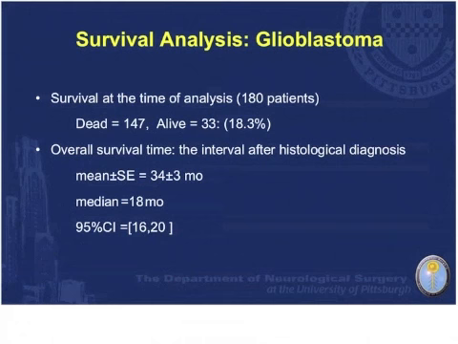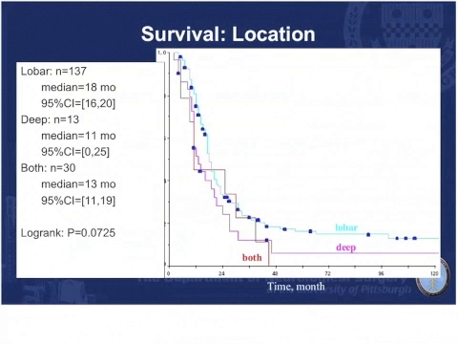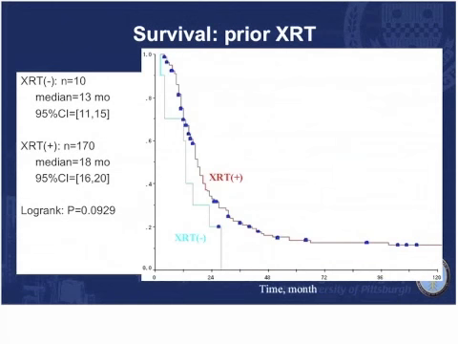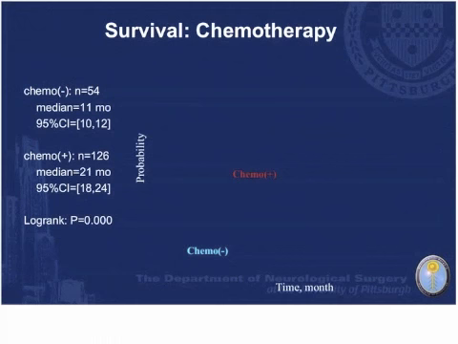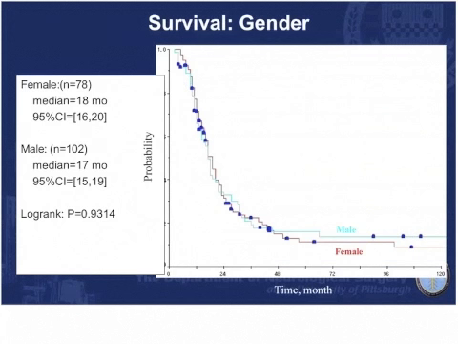Median survival in GBM in our series has been 18 months, but more importantly, if you start to look at clinical factors that are relevant to certain patients, those with lobar tumors, 18 months versus deep tumors at 11 months. If you look at prior XRT versus a small group without it, obviously quite elderly, the radiated patients are doing better. Those who get chemotherapy are doing better than those who don't get chemotherapy.